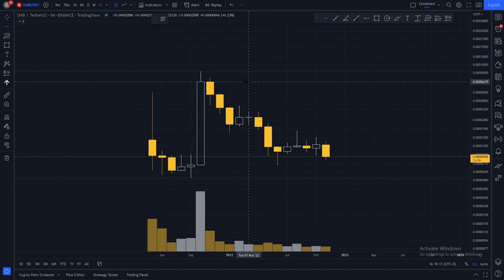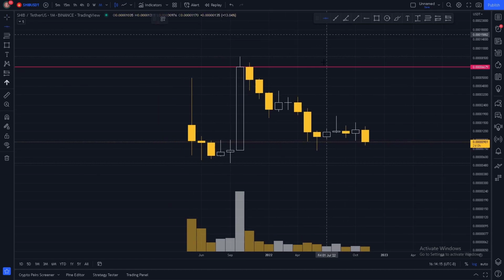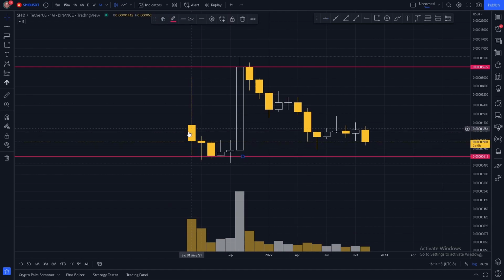Now the first key level we notice is our monthly swing high here. And we can also plot in our monthly swing low. Now, let's go ahead and hop to the weekly so we can see more price action.